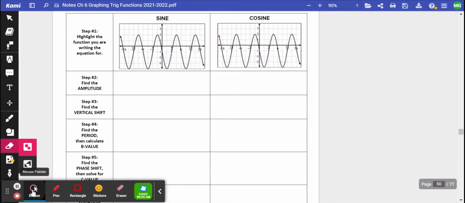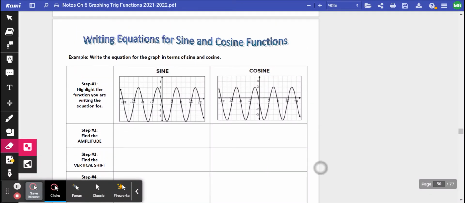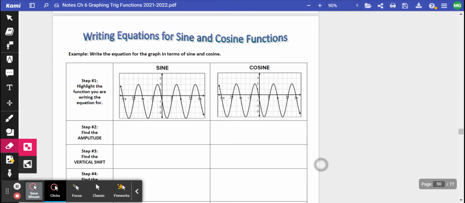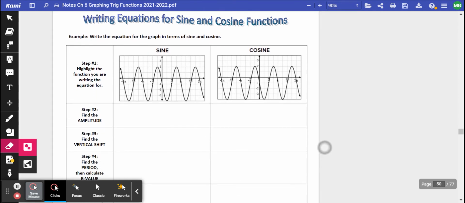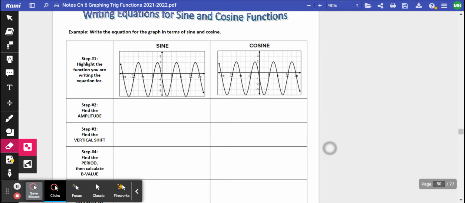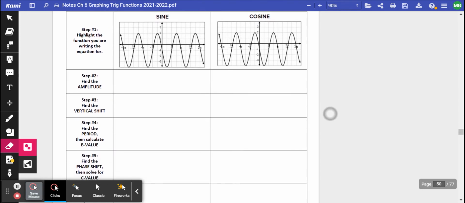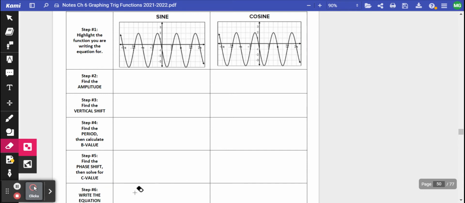Hello, everybody. What we're going to be working on today is writing equations for sine and cosine functions. And when we look at these functions, you can tell we can either express the equation in terms of sine or cosine. We are going to do both. So let's get started.